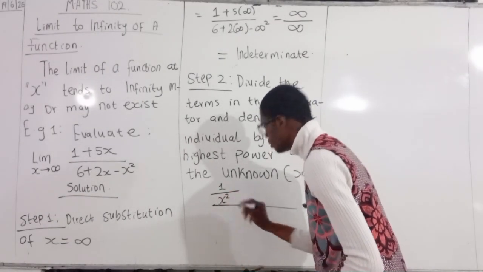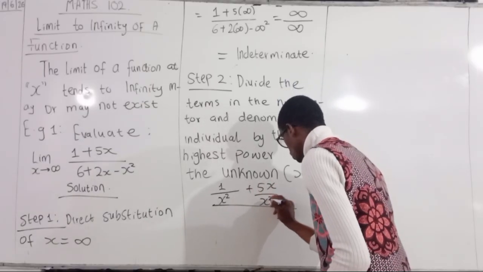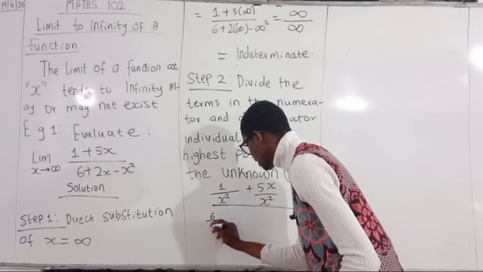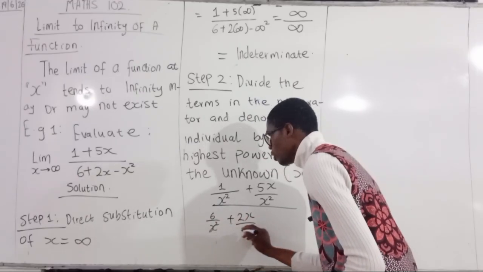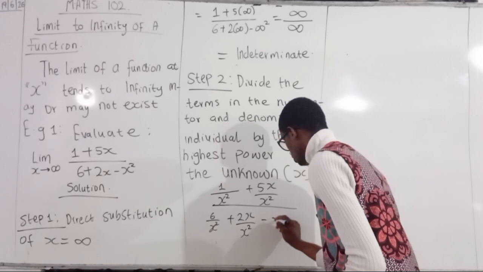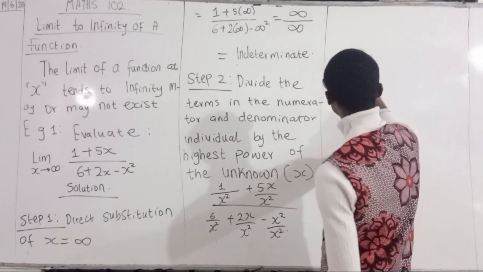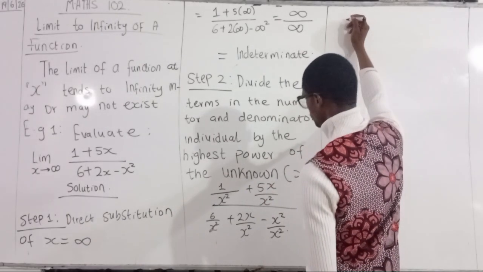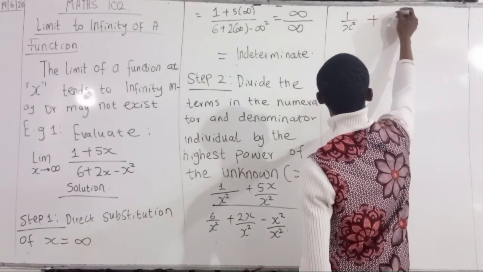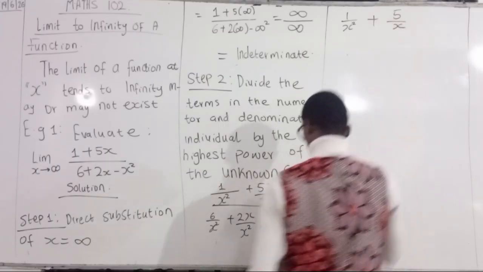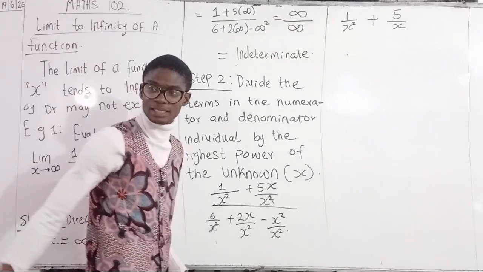x squared. Then we have plus 5x all over x squared, right? So we have 6 all over x squared plus 2x all over x squared, minus x squared all over x squared. So what we'll get is this equal to 1 all over x squared plus, this will give you 5 over x, because when we cancel one x here, we get 5 over x, right?